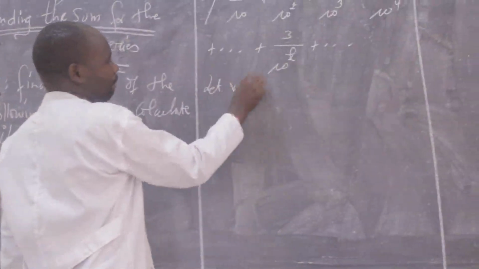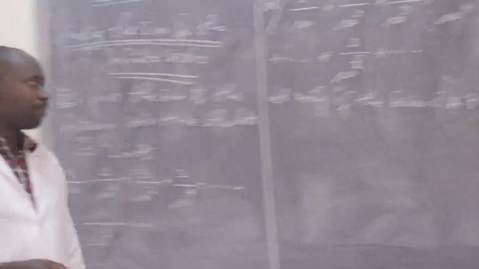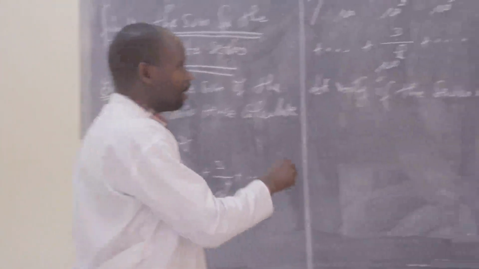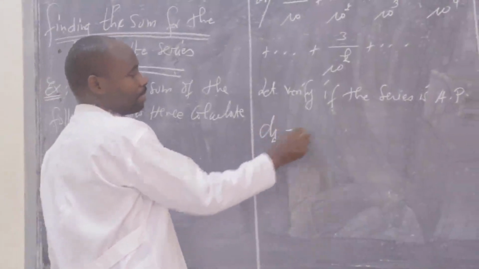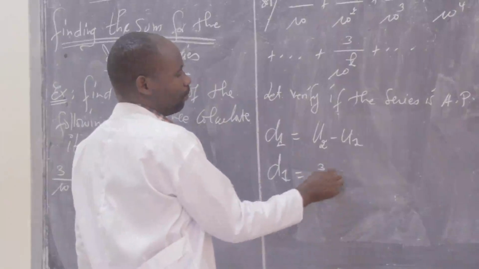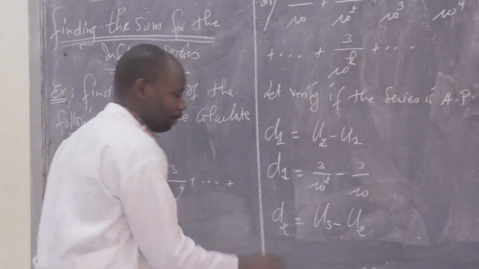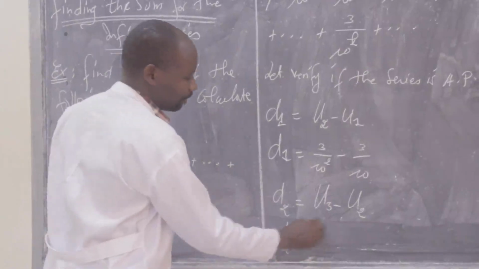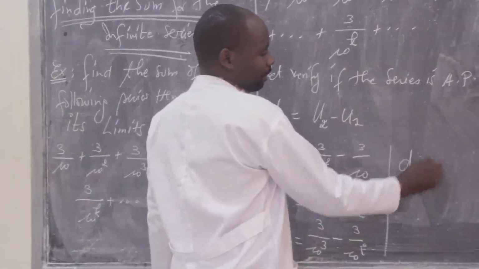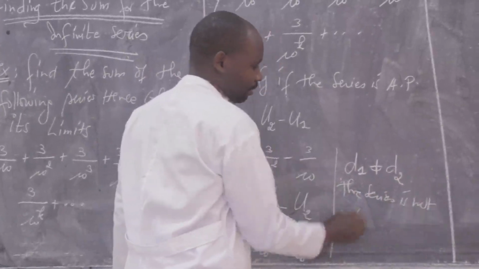Now let's verify if the series is arithmetic. To verify whether any sequence or series is an arithmetic progression, we have to calculate the common difference. Let us find D1. D1 is equal to the second term minus the first term. It means D1 is 3 over 10 power 2 minus 3 over 10. Now D2 is equal to the third term minus the second term. This is 3 over 10 power 3 minus 3 over 10 power 2. As you see, D1 is different from D2. This means the series is not an arithmetic progression.